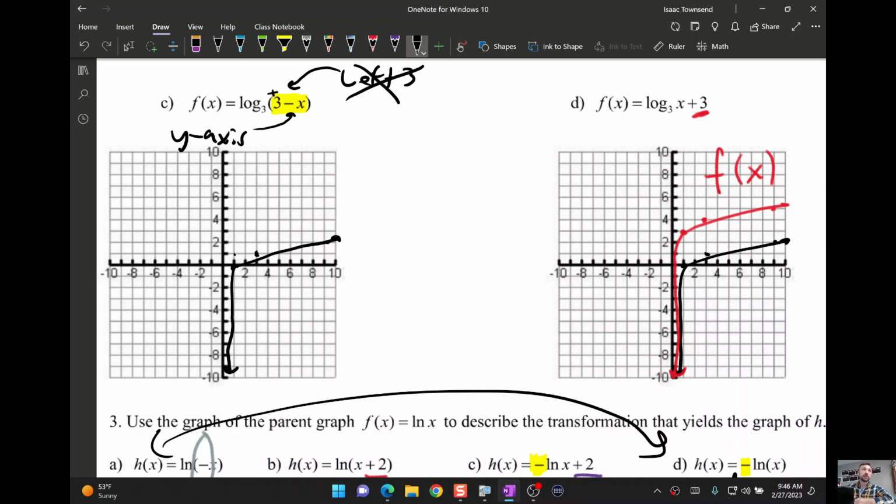But when you flip something over the y-axis, the rules for left and right transformations are opposite. So this is actually like right 3. The reason why it works this way, and I do think it helps if you write it this way.